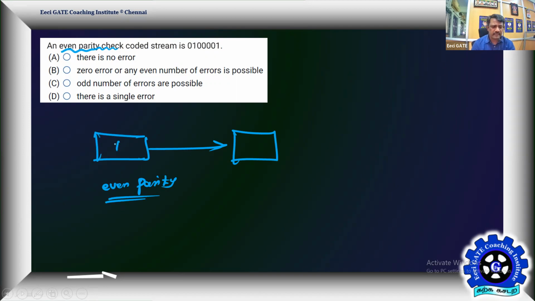Transmit the data. This is the transmitter, this is the receiver. Transmit the data with even parity, which means including the parity bit, we are going to transmit the data. Usually the parity bit gets added at the MSB. So you'll have an even parity bit, along with that, you will get the data bits. So we'll have data bits and then one bit for the even parity.